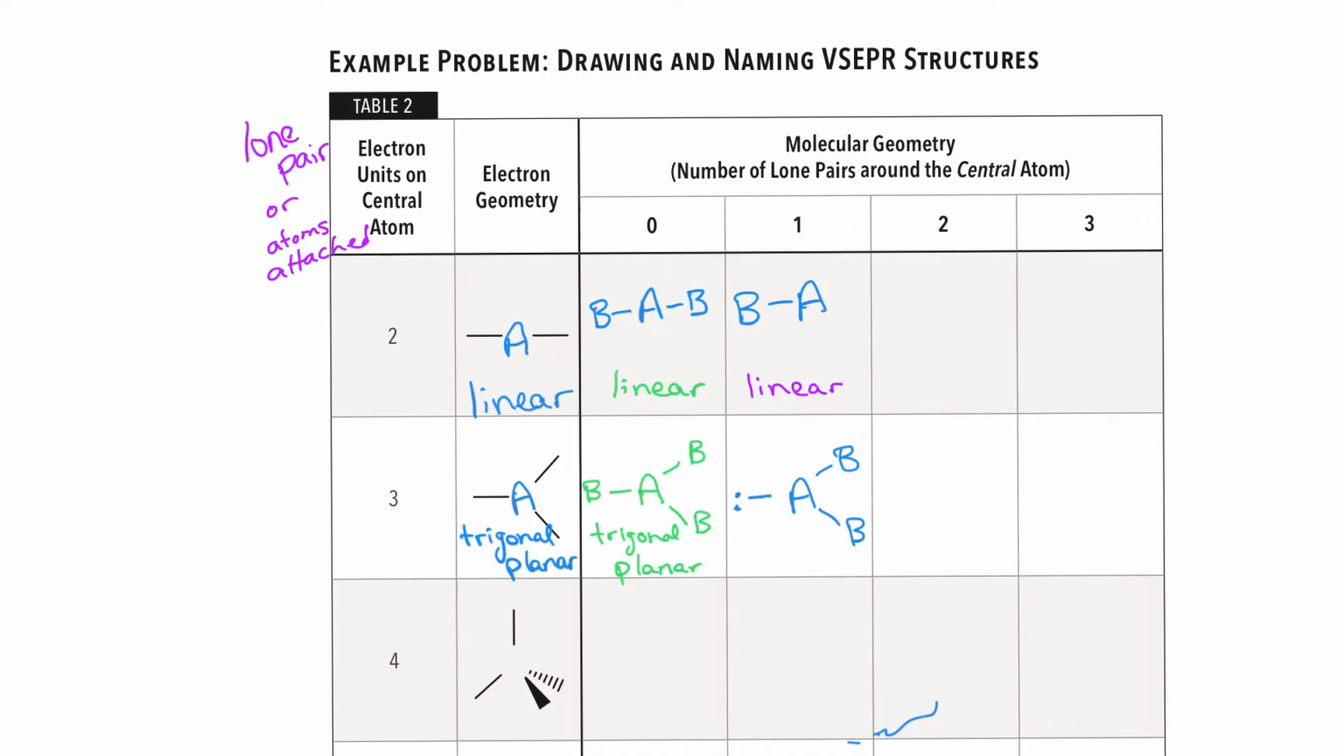But when we're drawing our molecular geometry, we ignore the lone pair and just look at the picture that is made with the 1, 2, 3 atoms attached right here. And so this now gets a new name, and the name for this structure is going to be bent.